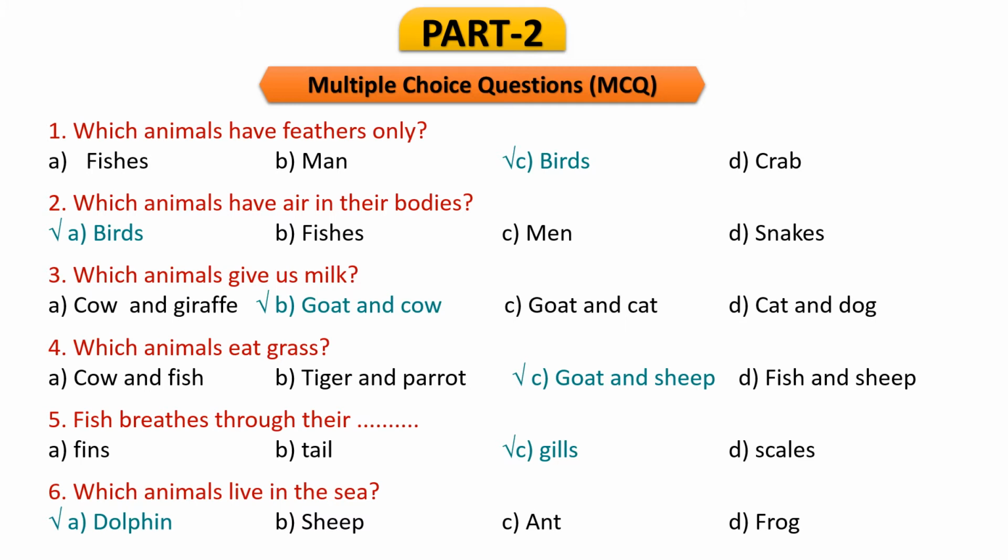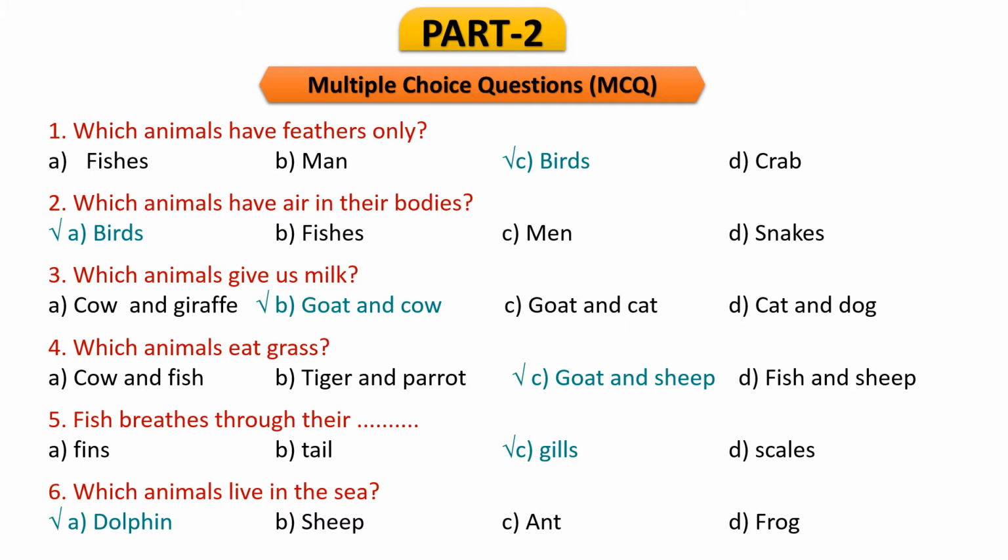Well, you can see that all the animals give milk, but we do not have that milk. We only have milk from the goat and the cow. So the answer will be option B, and we will mark a tick beside B.